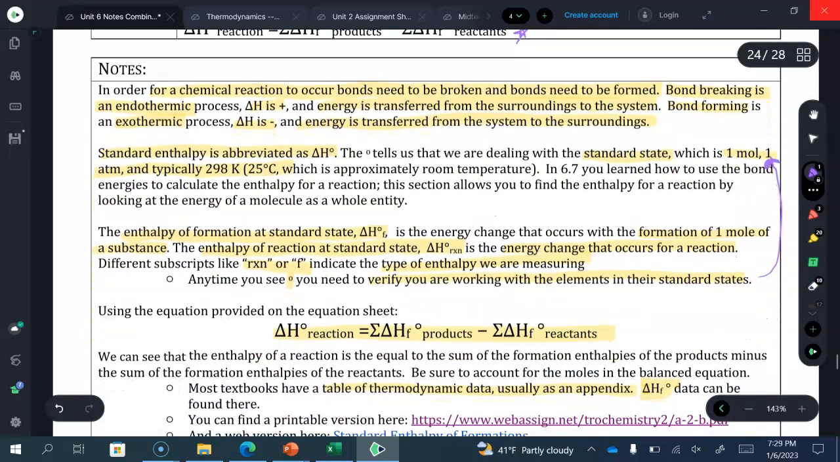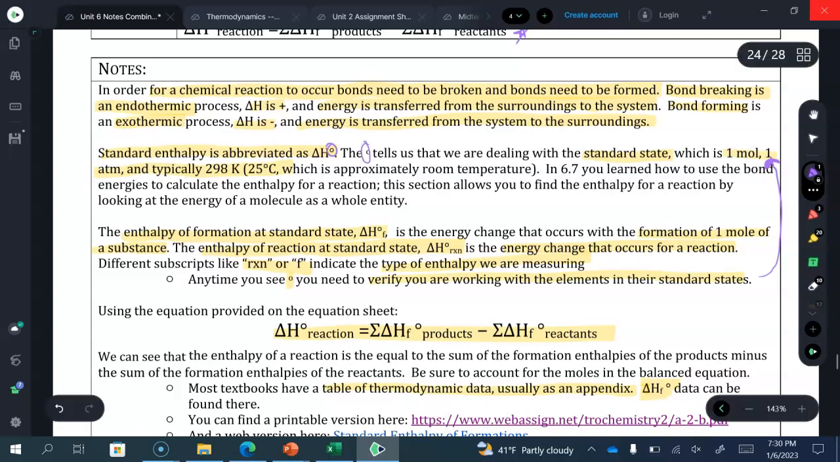So, in order for a chemical reaction to occur, bonds need to be broken and bonds need to be formed. Please remember again that bond breaking is an endothermic process where delta H is positive and energy is being transferred from the surroundings into the system. Bond forming is an exothermic process where delta H is negative and energy is being transferred from the system to the surroundings.